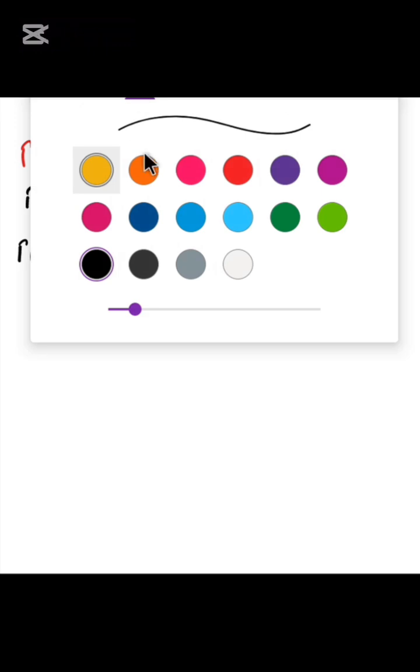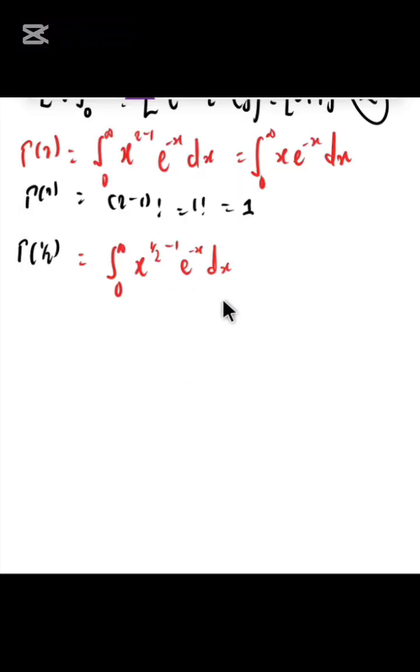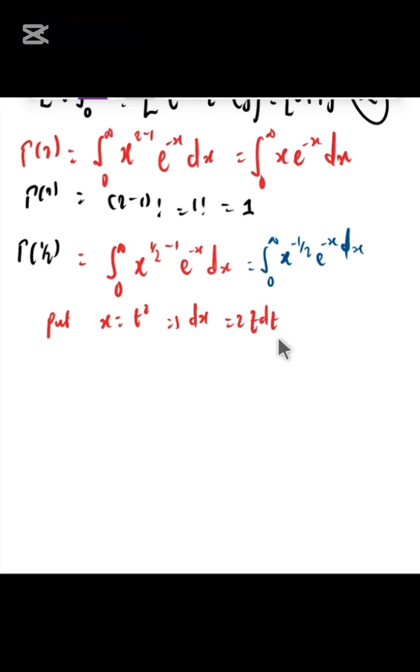Okay, so moving on. Let's use another marker. This will be equal to integral from 0 to infinity of x raised to the power of negative half, exponential negative x dx. So what are we going to do? We're going to make a substitution. We can say put x equal to t to the second power. So we have dx equal to 2t dt. So we have gamma of half equals integral from 0 to infinity, because the limit is not changing.